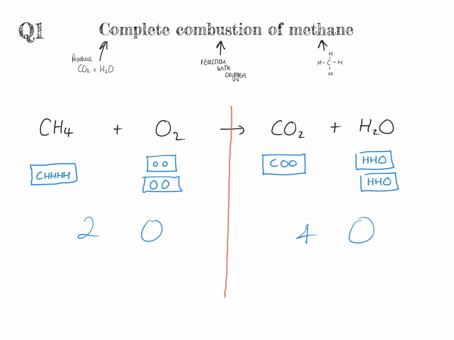How many oxygens have we now got on the left? 0, 1, 2, 3, 4. We've got 4 on the left. And how many have we got on the right? 1, 2, 3, 4. So we've got 4 on the left and we've got 4 on the right. That means that we are now balanced.